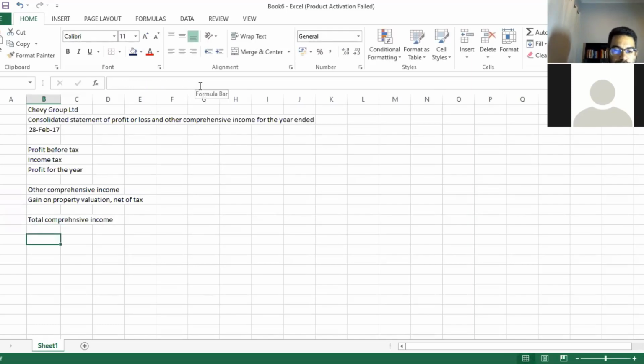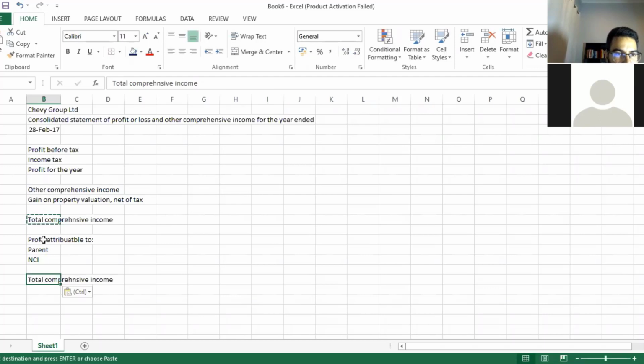Now I need to split this. So I'm going to say profit attributable to, profit attributable to. Attributable to who? To parent, to NCI. I'll explain this now. Then we're going to say total comprehensive income attributable to, and then we're going to say to who? To NCI, to parent and NCI.